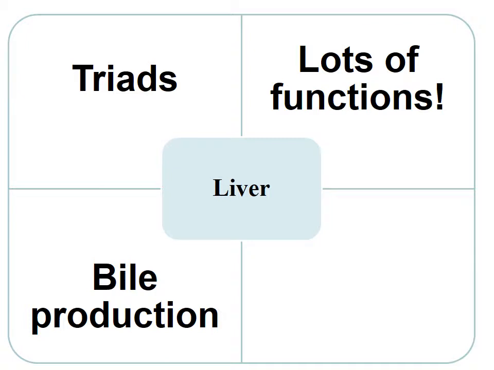Now for accessory organs. The liver is far more functional than we realize, including producing the bile that will be stored and concentrated in the gallbladder. Structurally, the liver is divided into lobules with triads of vessels.